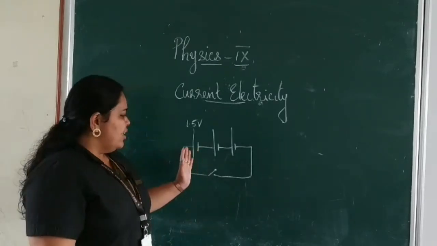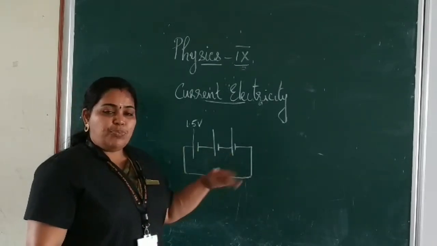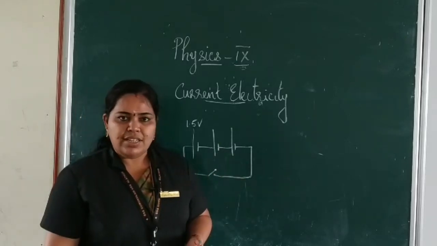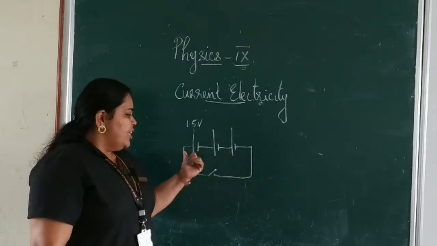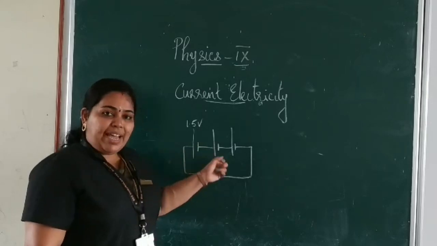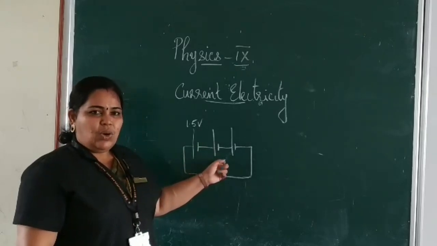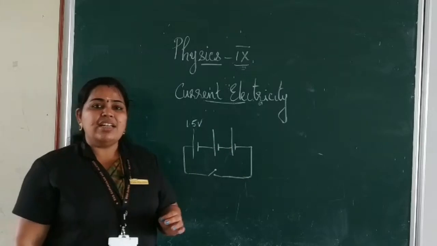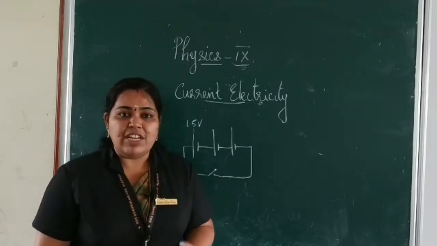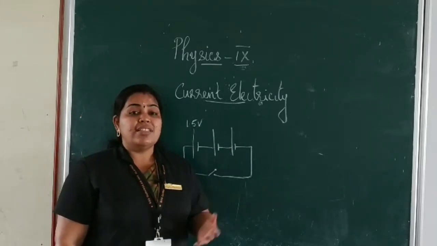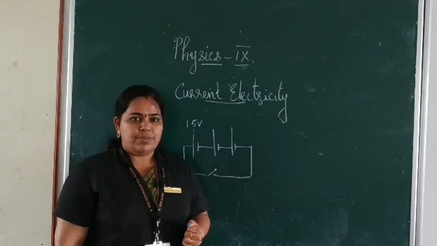Okay, see here 3 cells are connected. If more than one cell, it is called a battery. So the internal resistance developed by the battery increases. Okay, and the last point, the current passing or the current developed in the external circuit increases under high voltage.